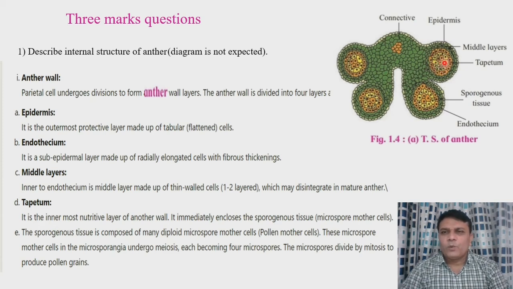Then cells of sporogenous tissue develop into a diploid microspore mother cell, and each diploid microspore mother cell will undergo meiosis and it will produce 4 haploid microspores or pollen grains. So in this answer you will have to give these points so that you will get 3 marks.